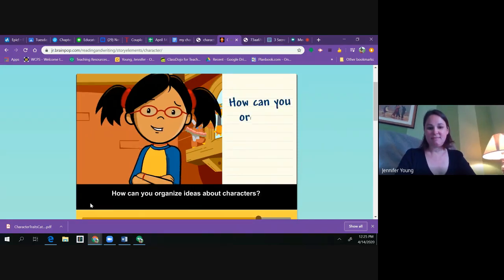How can you organize... I'm going to pause it here. She's going to go over how you can organize ideas about characters. And we know how to do this. We just looked at 2 charts, right? They're not going to put a chart on the board. They're going to put it all together, but we know that to organize internal and external, you want to make that T chart.